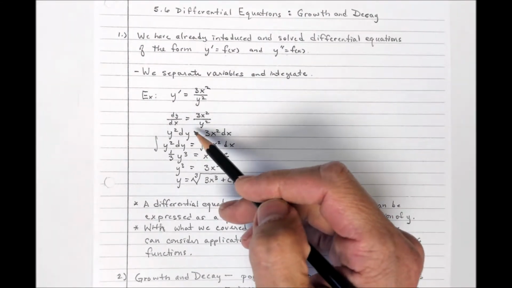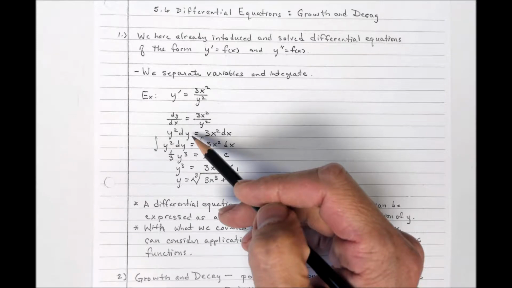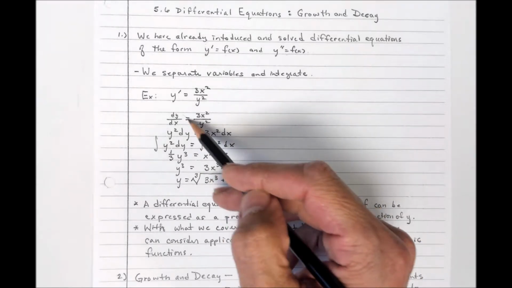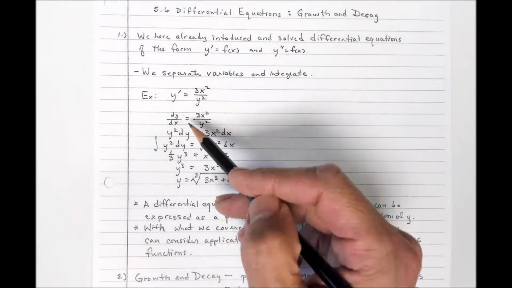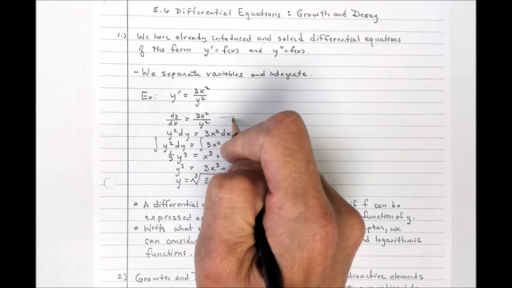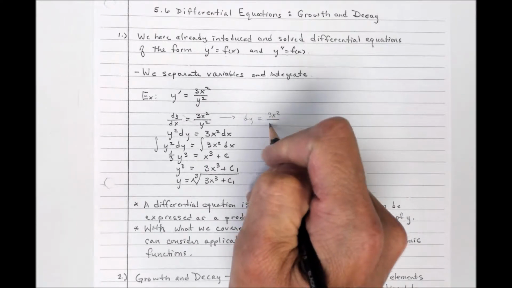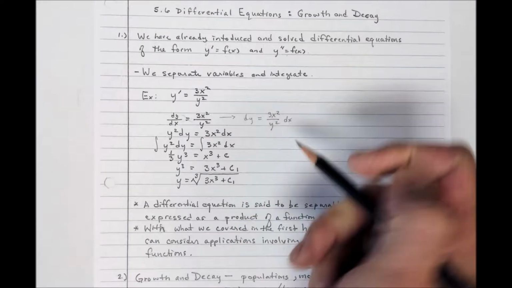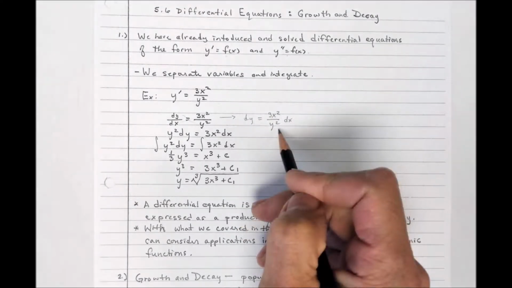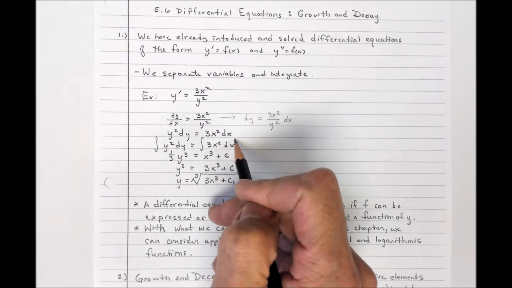It is as if, and although I'm not really doing it this way, but it is as if I am cross multiplying. I am rewriting this first step in terms of differentials. dy equals 3x squared over y squared dx. And then I'm dividing, or in this case multiplying both sides by y squared. So I end up with something that looks like this.